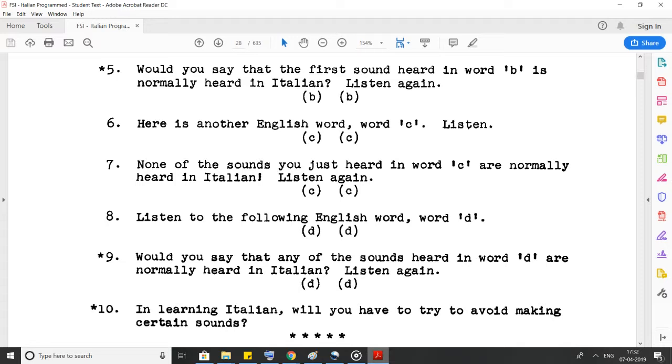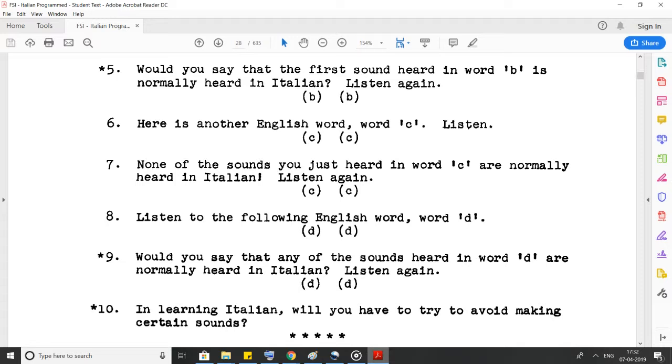Here is another English word, word C. Listen. Hurt, hurt. None of the sounds you just heard in word C are normally heard in Italian. Listen again. Hurt, hurt. Listen to the following English word, word D. Her, her. Frame 9. Would you say that any of the sounds heard in word D are normally heard in Italian? Listen again. Her, her. The answer is no.